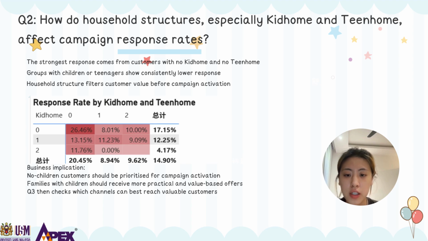So no-children customers should be prioritized for champion activation. For families with children, the champion should focus more on practical value, saving, and family needs instead of using general promotional messages.